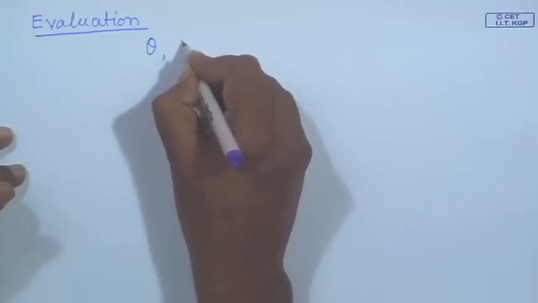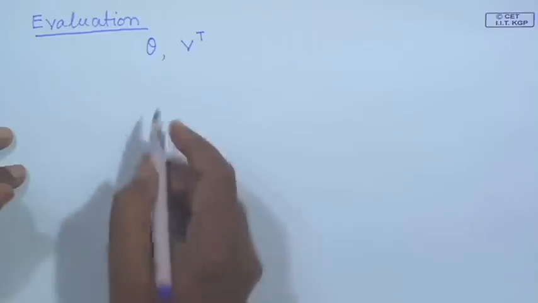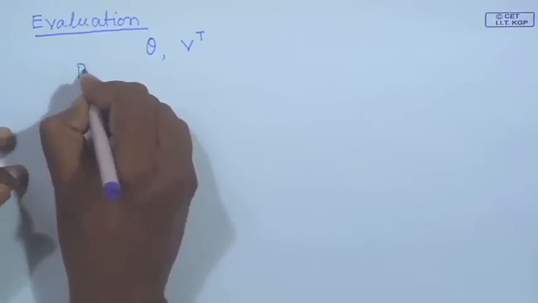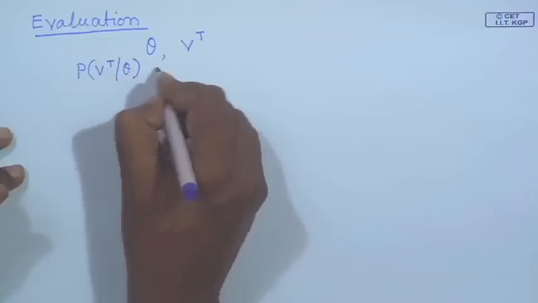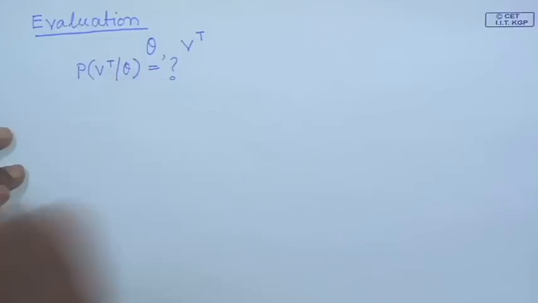So, as we said, evaluation is nothing but: given a hidden Markov model theta and a sequence of visible states V^T, I have to estimate P(V^T | theta). That is, what is the probability that this model theta has generated this sequence of visible states V^T?